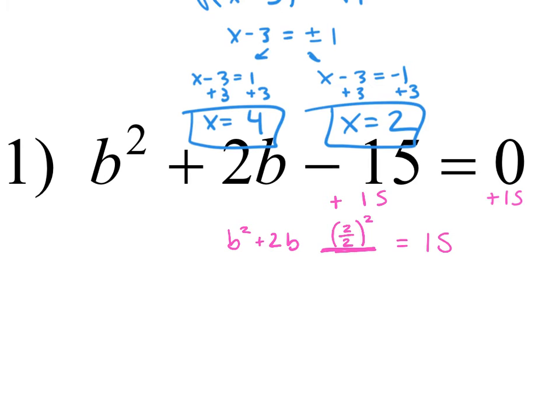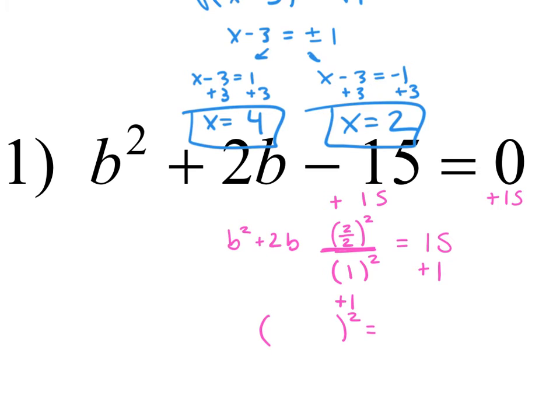B over 2. So 2 over 2 squared. How do we simplify 2 over 2? 1. And what is 1 squared? 1. So we're adding 1 on the left side. What do we have to do on the right side? Add 1. So then we put our parentheses squared.